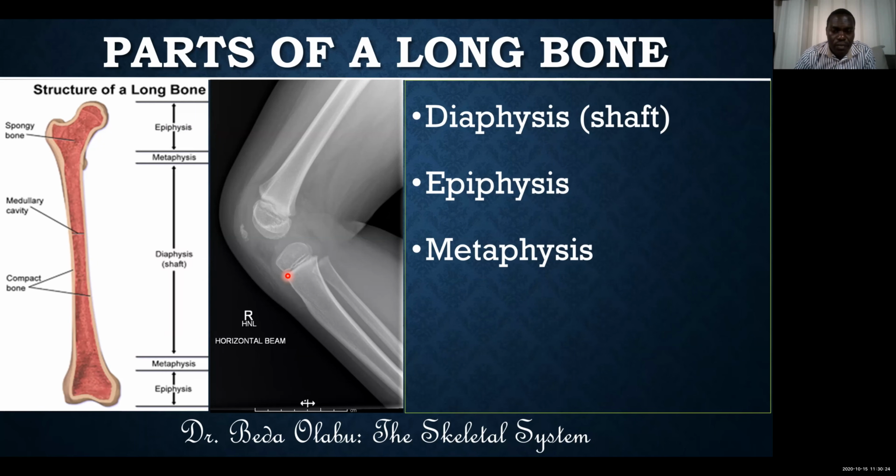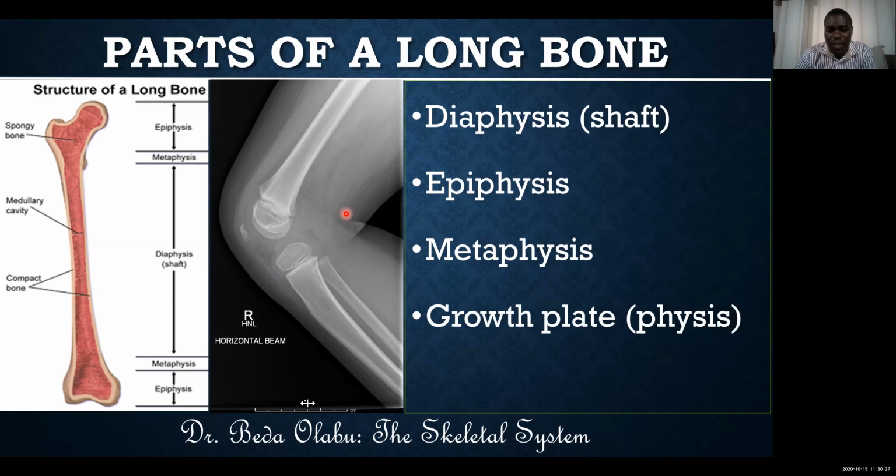Then this radiolucent region here that looks like a fracture appears so because it contains cartilage. We call it the growth plate. The growth plate contains cartilage. It's also called the physis. That is why this is then called the epiphysis. This is the diaphysis, between the physis.